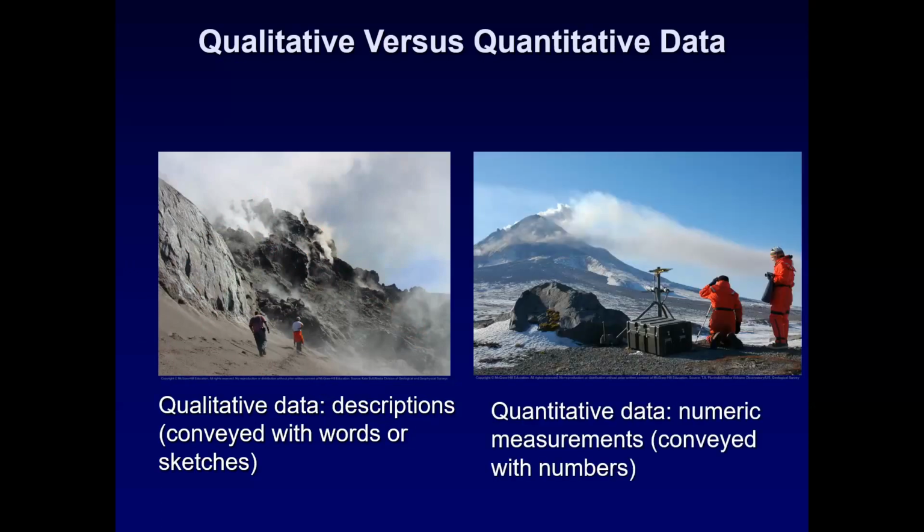But quantitative data would be numeric measurements conveyed with numbers. So in a similar landscape, you could have a geologist noting the temperature of rocks from a thermal instrument was 200 degrees Celsius.